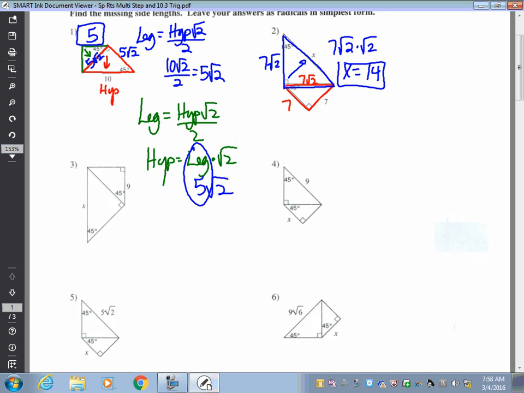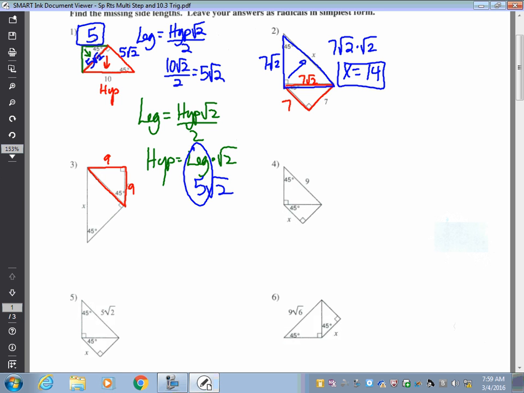Number 3 is very similar to number 2. I do want you to try that one because they start off with the 9, and that 9 is a leg. So now you can get the hypotenuse. Very similar to number 2. I'm not going to do this one. Refer to number 2 to help you with that one.